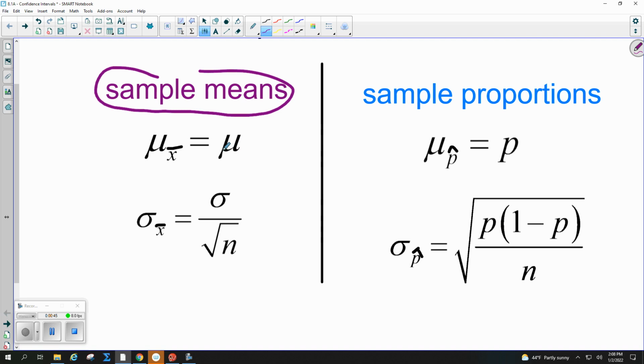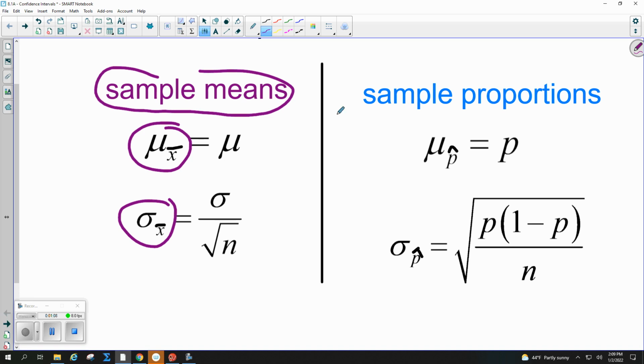All right. And then we have sigma x bar. This is the standard deviation of all the little x bars, and it is equal to the population standard deviation over the square root of n, which is our sample size. So mu of x bar represents the mean of the sampling distribution, and sigma x bar is the standard deviation of the sampling distribution for means.